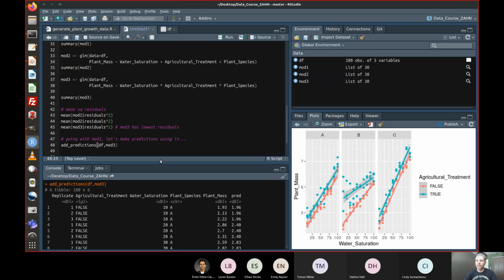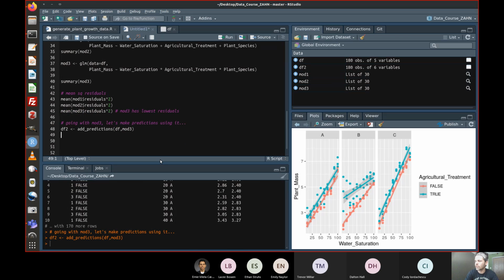So there's our predictions. I'm going to go ahead and save this as df2, just so we can plot with it kind of easily. We'll make a ggplot with df2. Aesthetics, x equals water saturation. Y, I'm not going to give it a y yet. I'm going to give it color equals agricultural treatment. And that's all. Okay. Then I'm going to say geom_point. And in here, I'm going to set the y aesthetic. Y equals plant mass.